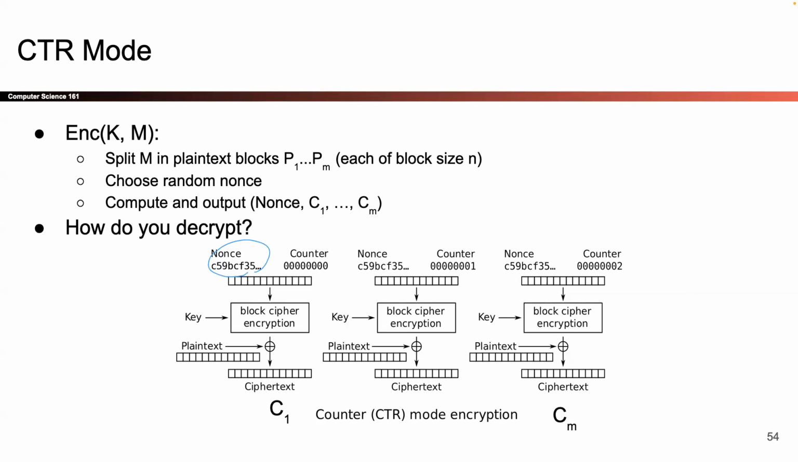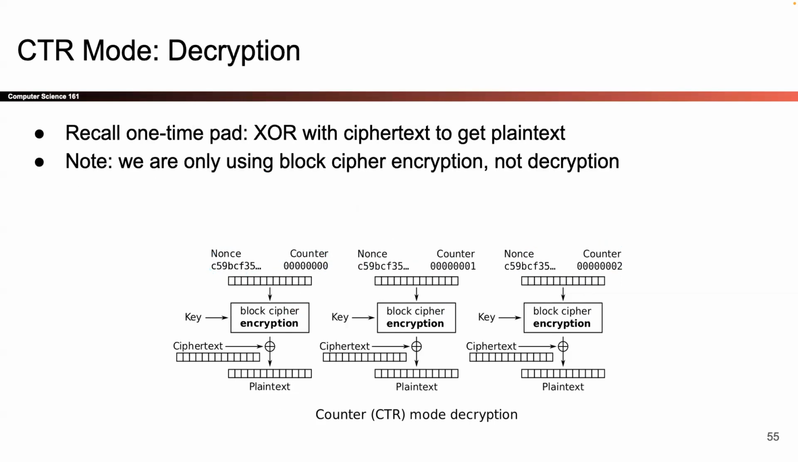So how did Alice generate the pad? Alice said nonce plus 0, shove it to the block cipher. Nonce plus 1, shove it to the block cipher. Nonce plus 2, shove it to the block cipher. All of this using my one and only key to the block cipher. So what's Bob going to do? The exact same thing to generate the pad. And so that's what Bob does up here.